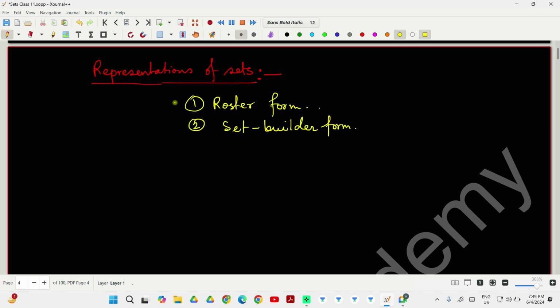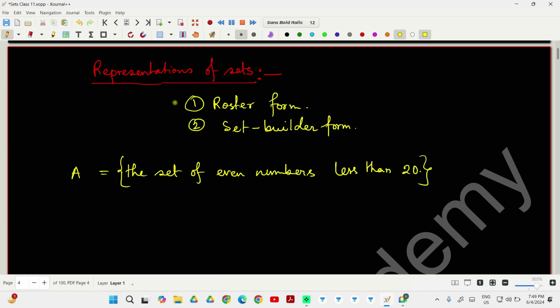enumerate or write the elements of the set in a sequence, like the set of even numbers less than 20. Okay, this is a set, and sets are always denoted in curly brackets. This is the notation of the set. These two are curly brackets, and in between, the set is represented. So A is the set of even numbers less than 20.